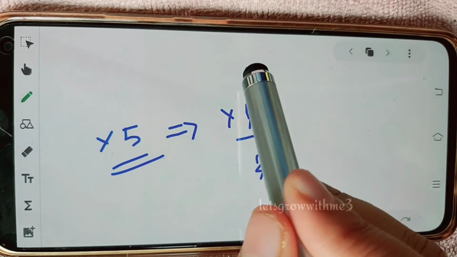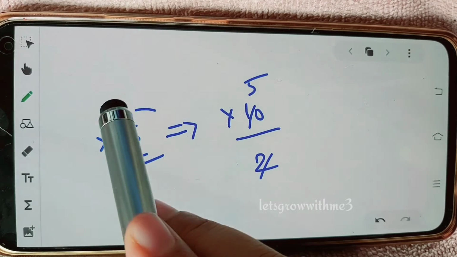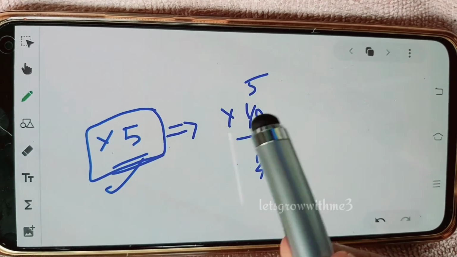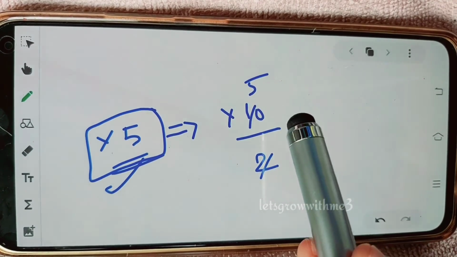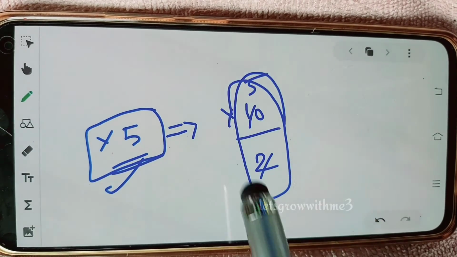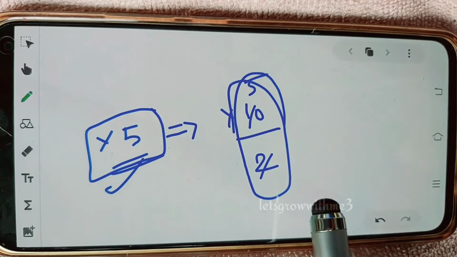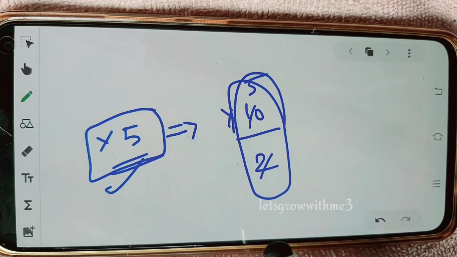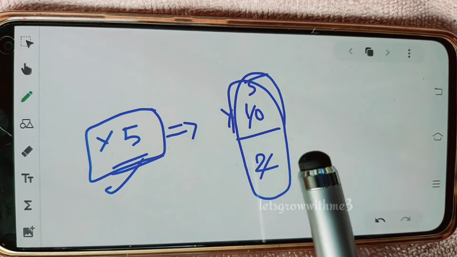Okay, just we need to divide by 2. So multiplying by 5 is the same as multiplying by 10 and then taking half of that number, right? Okay, so that's the basic concept behind this one.